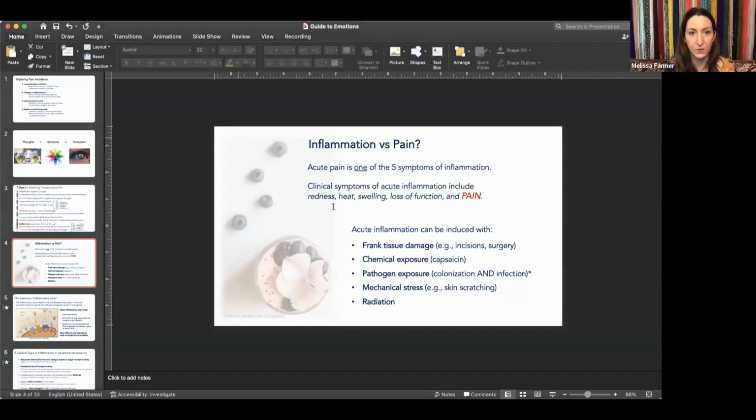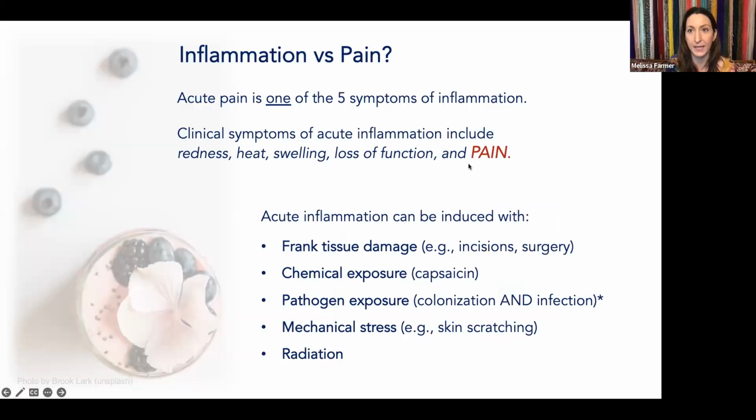So I will share. So the question is, what's the difference between inflammation and pain? And why are they used interchangeably? And how do they have different implications for the mind and body perspective? So acute pain is one of the 5 symptoms of inflammation. So if you look here, we have redness, heat, swelling, loss of function, and pain.